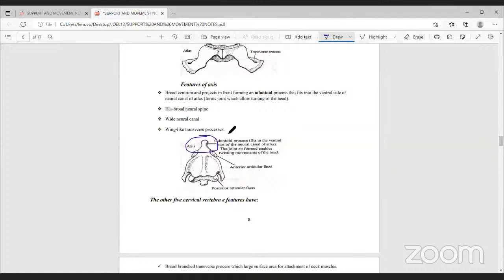The other thing that is different from the other bones and is found in the axis here is that it has a broad neurospine. Of course, this diagram is not 3D, therefore we cannot see some of the features. Those features can only be seen when you are dealing with the physical specimen. That one we are going to do in the lab. We are going to see the broad neurospine. The other thing is that they also have a wide neural canal.